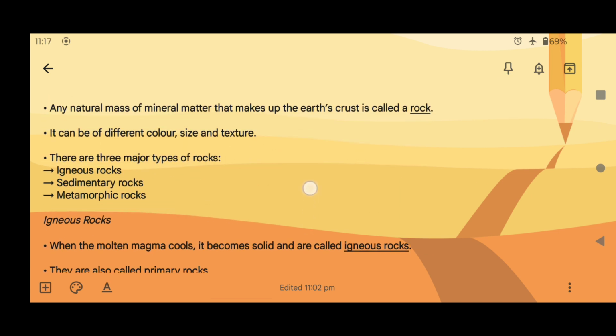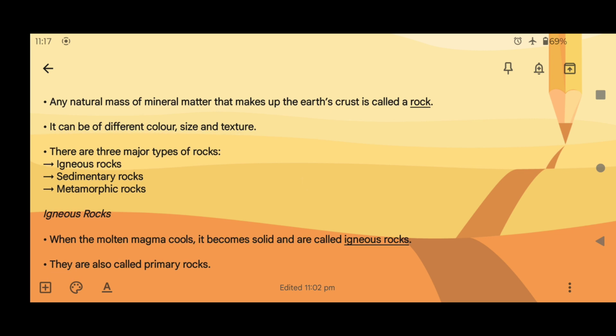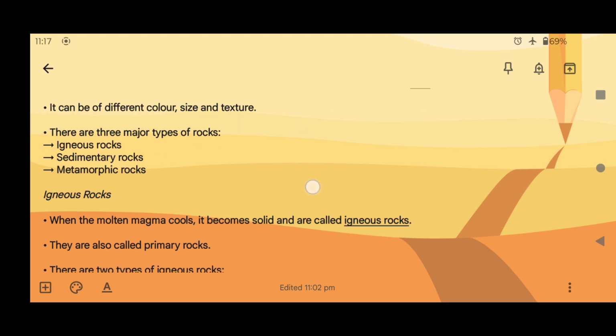Rocks. Any natural mass of mineral matter that makes up the Earth's crust is called a rock. It can be of different color, size and texture. There are three major types of rocks: igneous rock, sedimentary rock, and metamorphic rock.